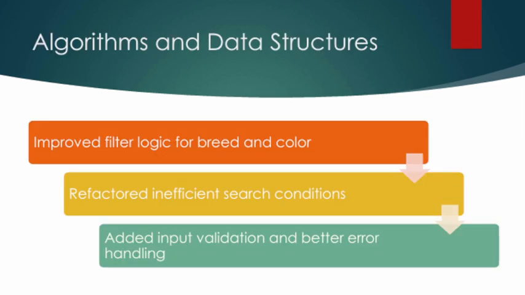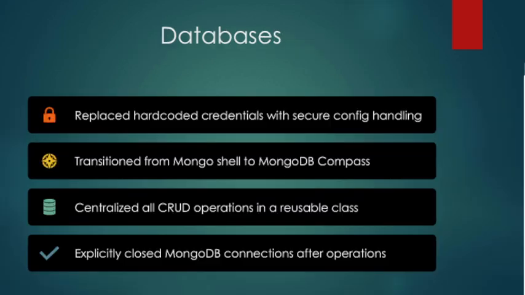For algorithms and data structures, I will improve filter logic for breed and color, refactor inefficient search conditions, and add input validation and better error handling. And for databases, I will be replacing hard-coded credentials with secure configuration handling, transitioning from Mongo Shell to Mongo Database Compass, centralizing all CRUD operations in a reusable class, and explicitly closing Mongo database connections after operations.